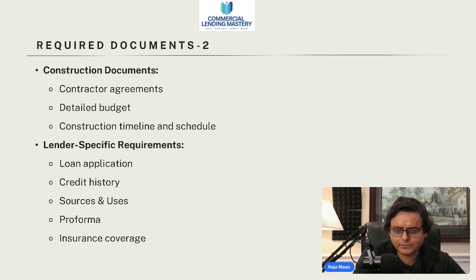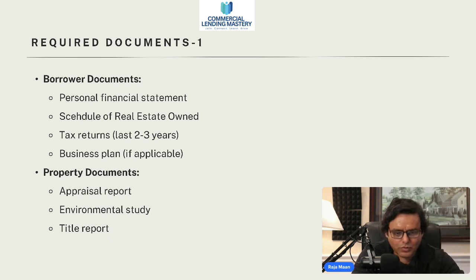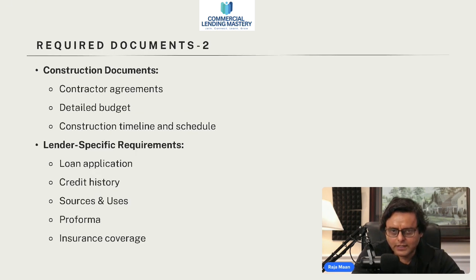Loan application, credit history. You can just tell us what your credit history is, but we can do that later. Sources and uses, pro forma. Loan application, executive summary, schedule of real estate owned, personal financial statements, sources and uses, and pro forma. These are the five, six things we need upfront to see if it makes sense. The executive summary is very detailed information. I don't know why I did not include it here. That is the most important thing.